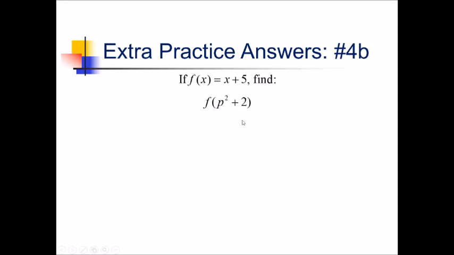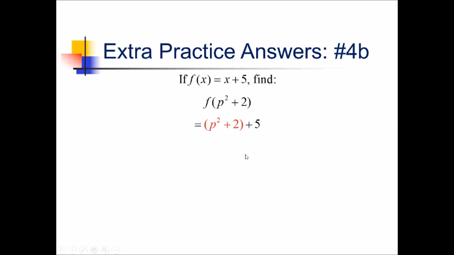On this problem, I'm trying to do f of p squared plus 2 for the function x plus 5. So basically, I'm just going to take p squared plus 2 and plug it in wherever I see an x in the function. So I'll rewrite this function as something plus 5, p squared plus 2 plus 5. No parentheses actually needed here, but I like to include it anyway, just to be on the safe side.